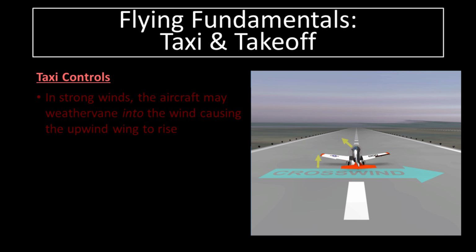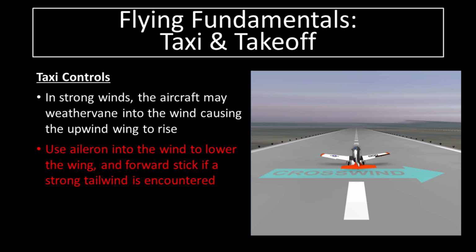It is important to know that strong winds striking the tail surface may cause the aircraft to weather vane into the wind, causing the upwind wing to rise. To combat this, use aileron into the wind to lower the wing. Also, utilize forward stick to combat strong tailwinds.